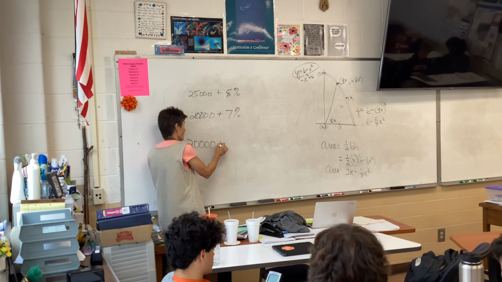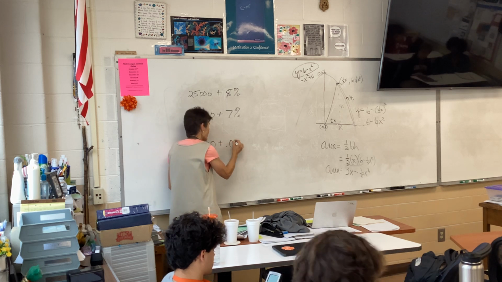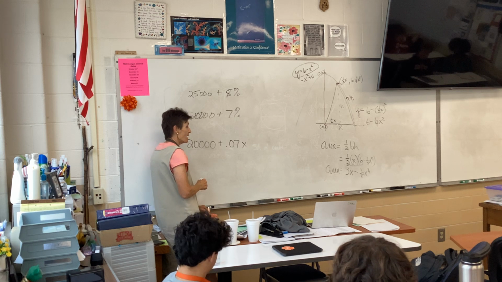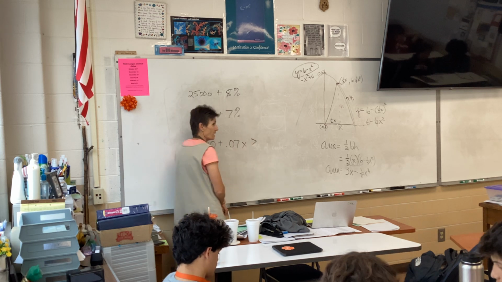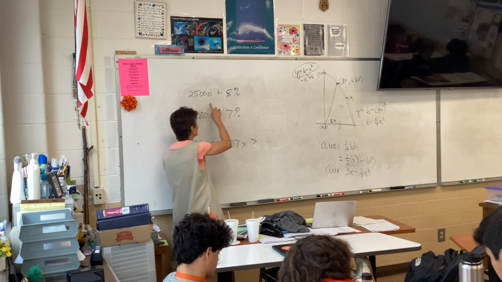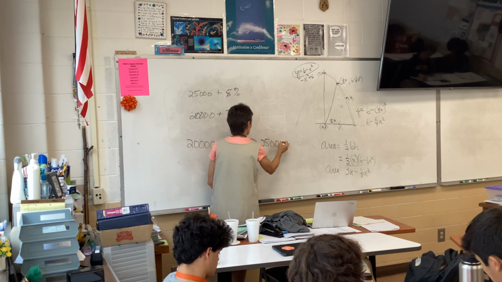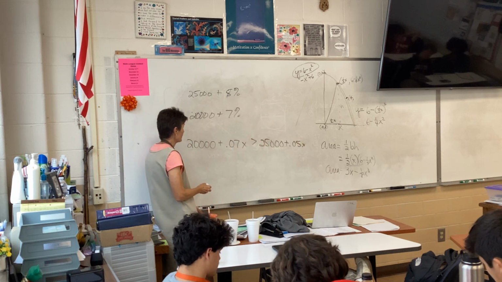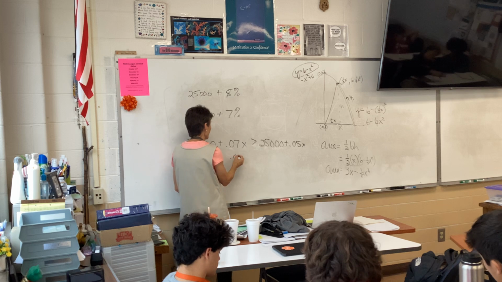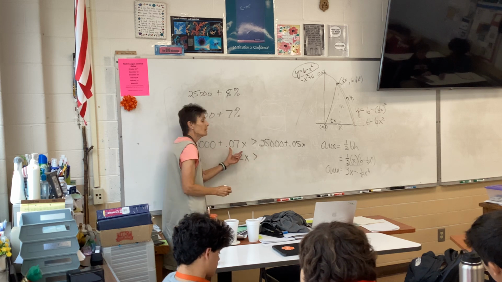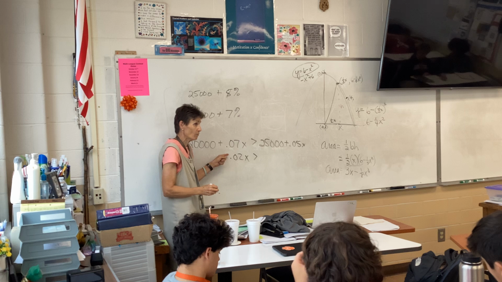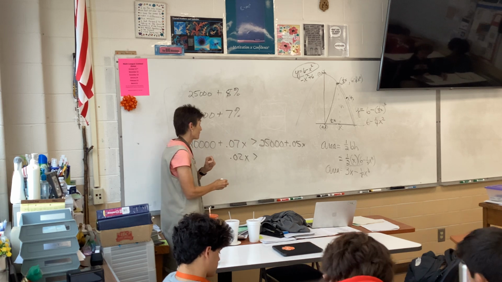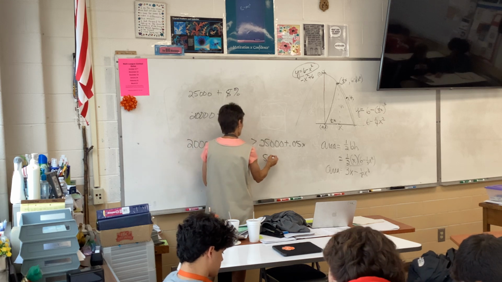20,000 plus 0.07x. And we want that to be greater than 25,000 plus 0.05x. There you go. Now we're just going to solve it like a regular equation. Be careful: 0.07 minus 0.05 will not be 2, it's 0.02x, greater than 5,000.